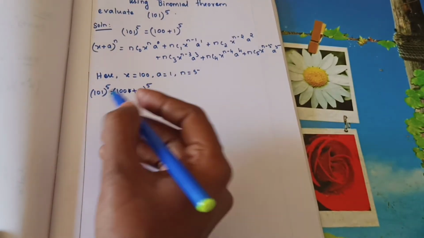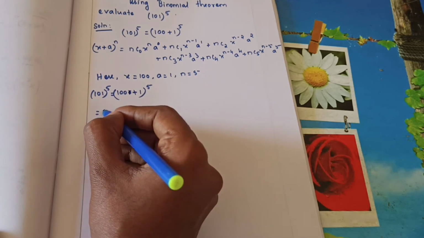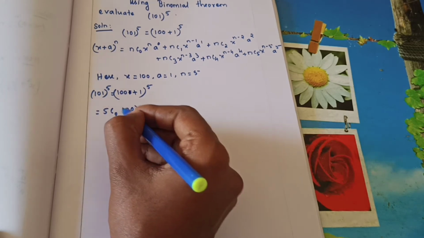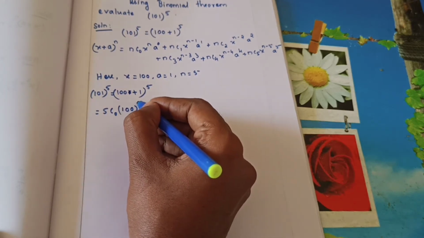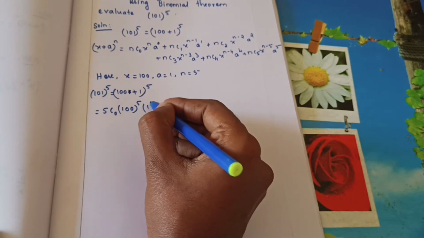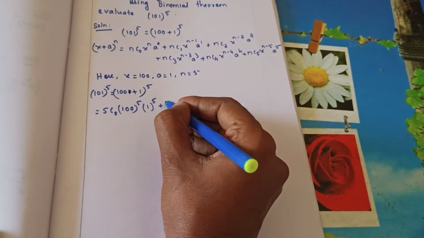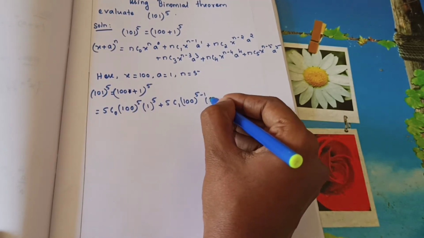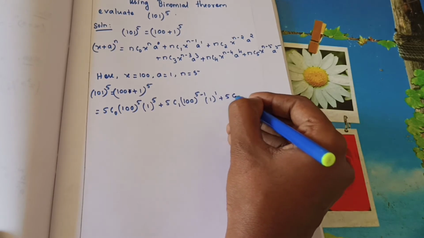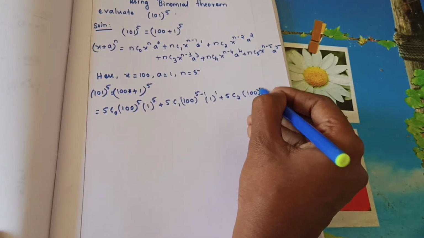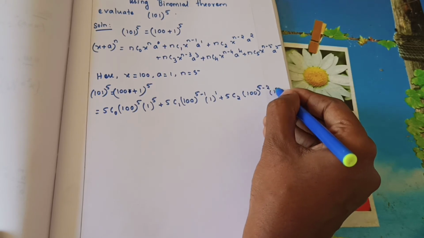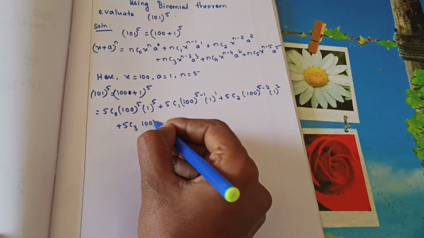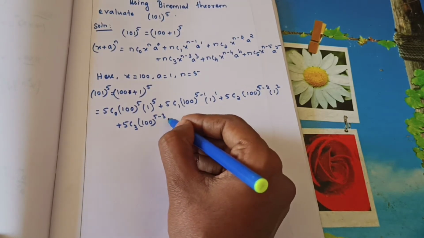How will we write it expanded? n is equal to 5 here. So 5C0 times the x value, 100, the whole power 5 minus 0, times 1 to the power 0. Then plus 5C1 times 100 to the power 5 minus 1, times 1 to the power 1. Then 5C2 times 100 to the power 5 minus 2, times 1 squared.